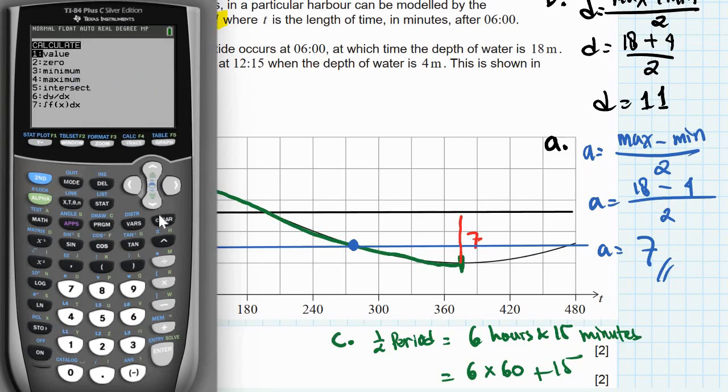So second, trace, intersection. The first graph. Okay, we need to bring it near to the intersection. Second curve, guess, not guess, enter. We have 282.46.